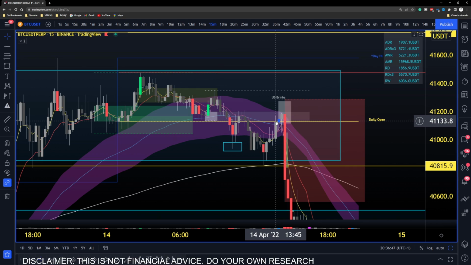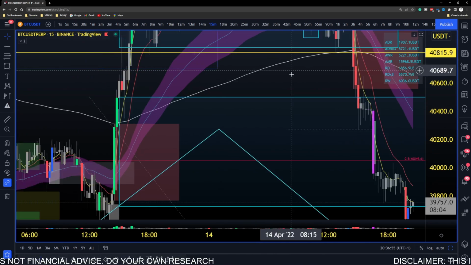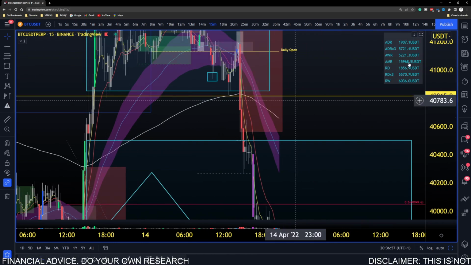But the narrative was saying that Mr. Market Maker was preparing to move down. Thursday, key point in the week. Okay, it's a midweek reversal. We've got the previous pool of liquidity to the downside right here.